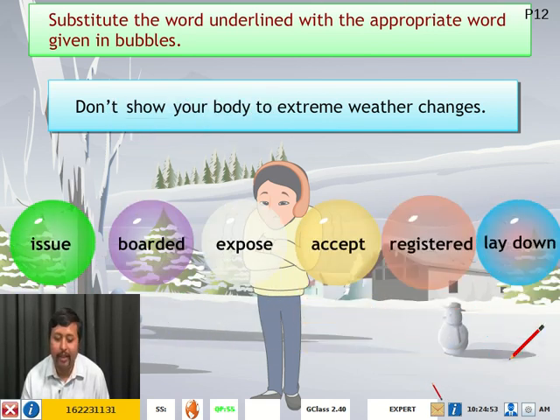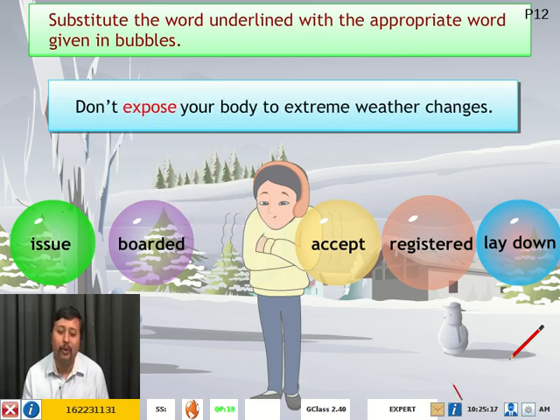Options: issue, boarded, expose, accept, registered, lay down. And the word is show. So can we register our body? Can we issue our body? No, right? So the right word here is very good. The word is expose. So don't expose your body to the extreme weather changes.